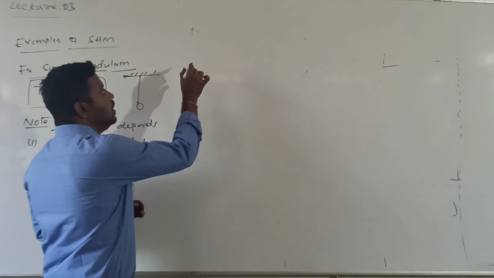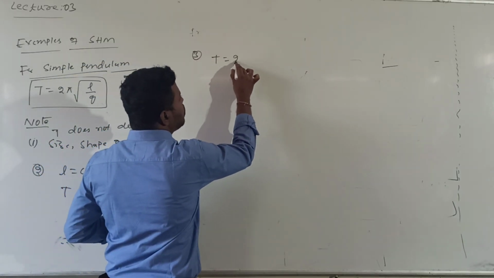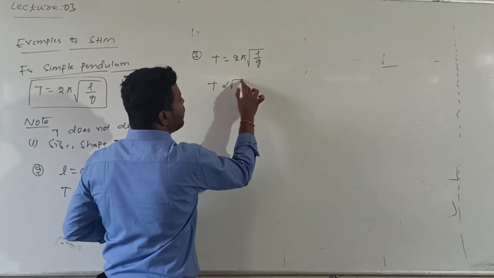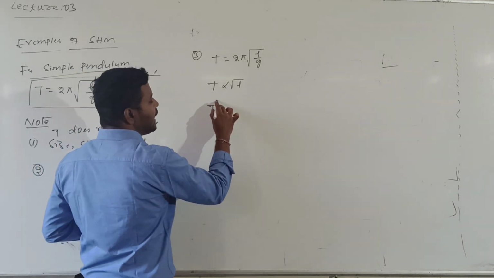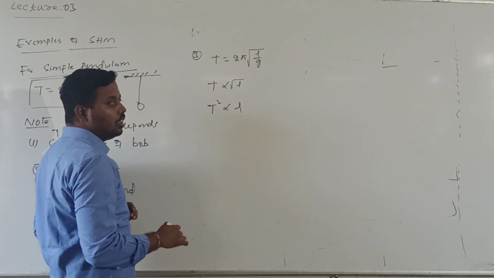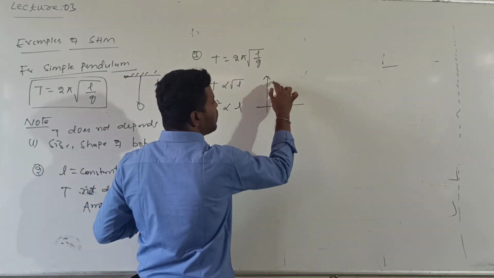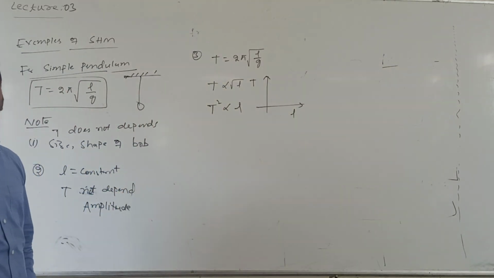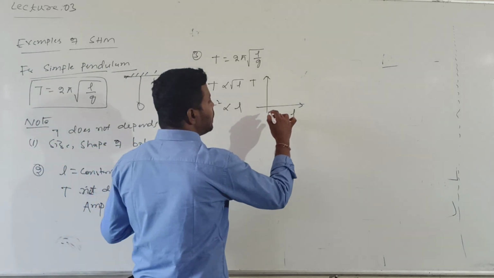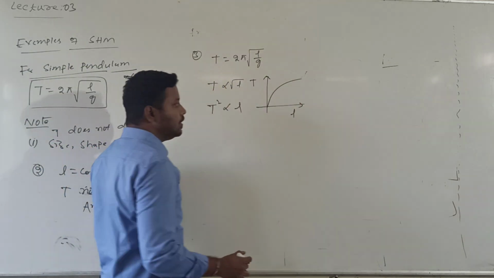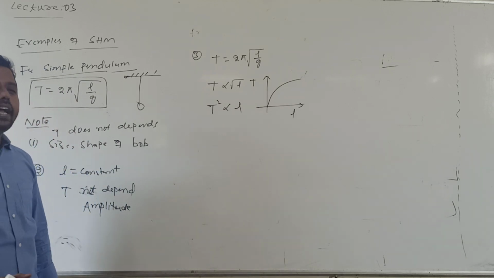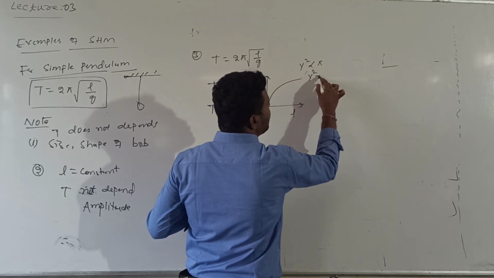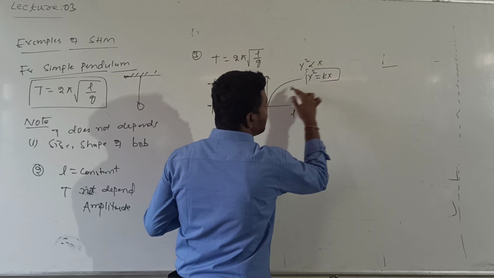And the third one is, according to the relation T is equal to 2 pi into root over L by g, T value is directly proportional to which one? Root L. Otherwise, T square is proportional to which one? L. Whenever T square is proportional to L, like y square proportional to x, if I plot the graph between T and L, y square is equal to Kx, that is the equation for which one? Parabola. So I will get the graph like this. Parabola equation, y square is equal to Kx.